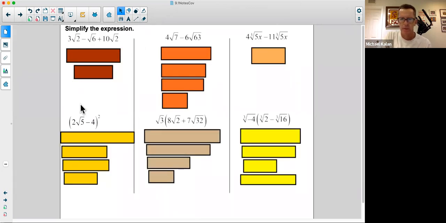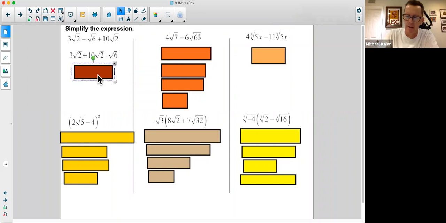So try some of these, okay? 3 root 2 minus root 6 plus 10 root 2. Can we simplify any of those terms individually? No. Do we have any like terms? Yes, this one and this one, right? If I have 3 of something and I add 10 of that same something to it, how many of the somethings do I have? 13 of them, right? So notice how they write them together, changing the order using the commutative property, and then we get 13 root 2 minus root 6.